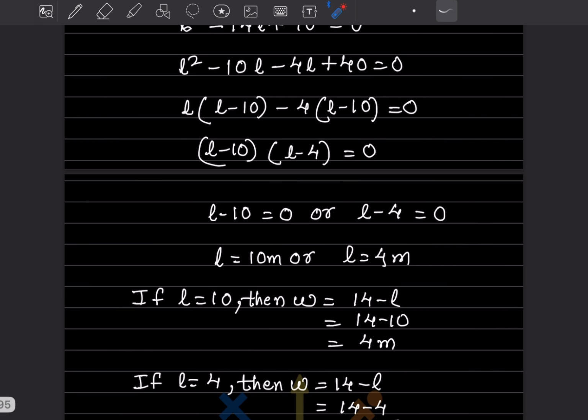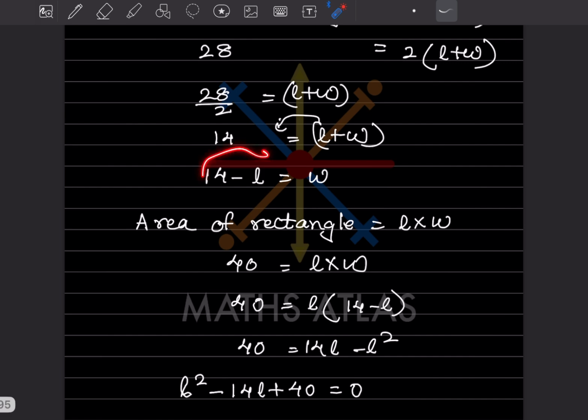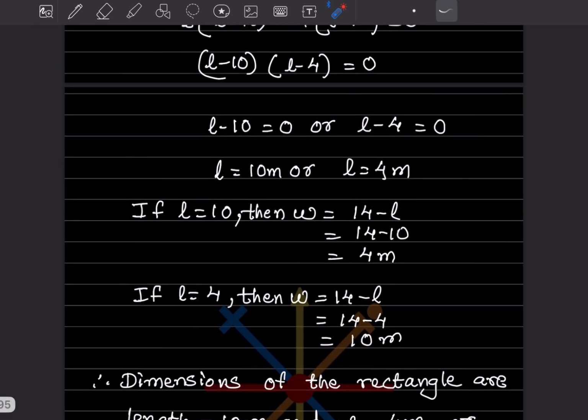Now suppose both of these are positive. Consider L equal to 10, then what is W that we have considered? That is W, that is 14 minus L. That will be 14 minus 10, in place of L you write 10, that is the length. So you get 4 meter. And then if you take L as 4, then W is going to be, again you put in place of L, 4 here. So that is going to be 10 meter.